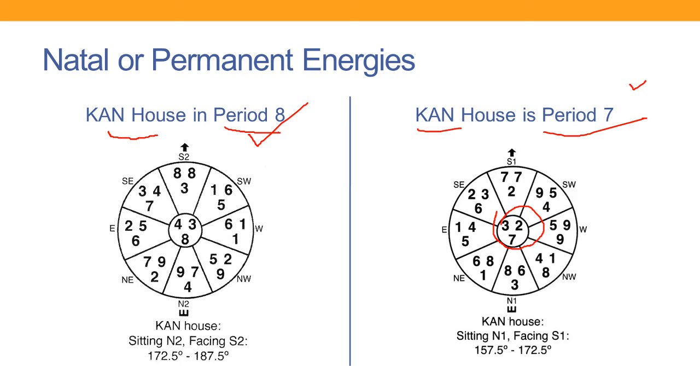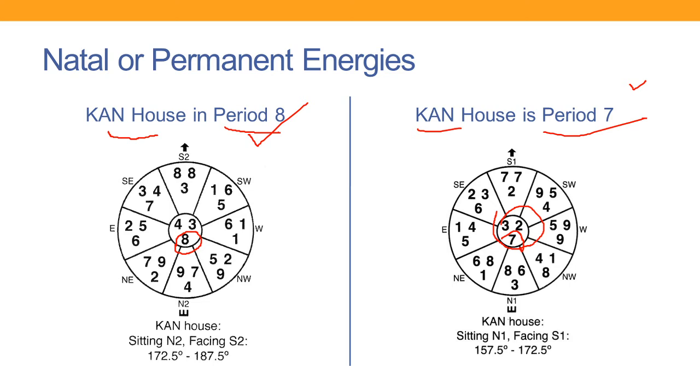numbers, you will know that this is a house built in period 7 and this is a house built in period 8. They will have the same facing, I mean, not necessarily the same facing, but the same directions. So a Khan house built in period 7 will have this flying star chart, and a Khan house built in period 8 will have this flying star chart.